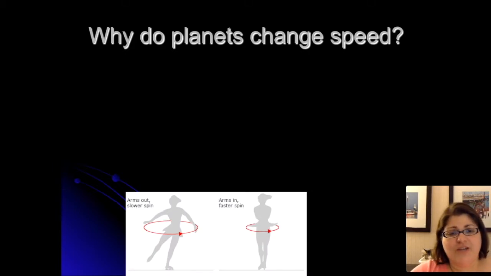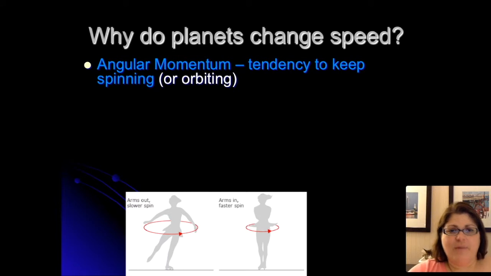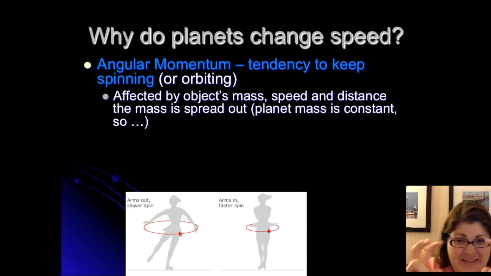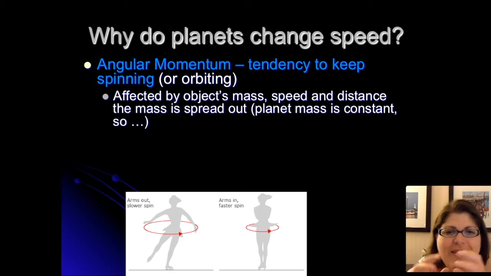Another reason why planets change their speed has to do with an idea of angular momentum. Angular momentum is the tendency of an object to keep spinning, or in our case, orbiting. Now this gets a little complicated, but we're going to keep it simple. So angular momentum, let's call it a desire, even though it's not alive. The desire to keep spinning is affected by three things. And it stays constant, so if one thing changes, something else has to change in order to keep it constant. Mass never changes, so that means that speed and the distance the mass spread out on are going to change in order to keep the amount of angular momentum constant.